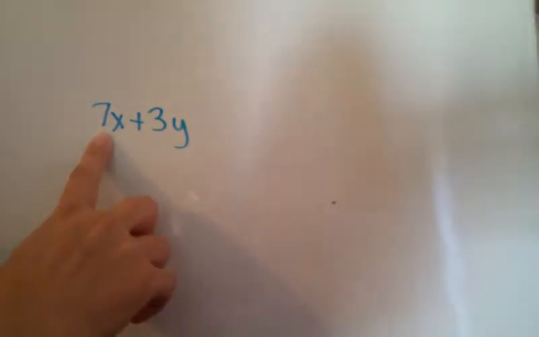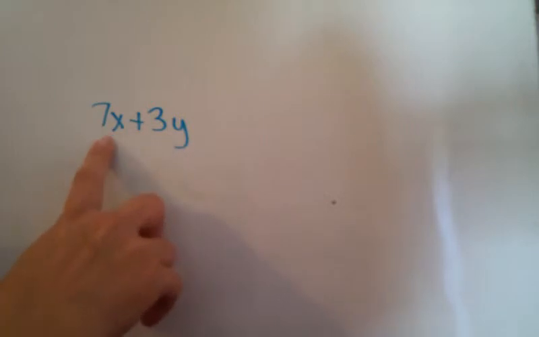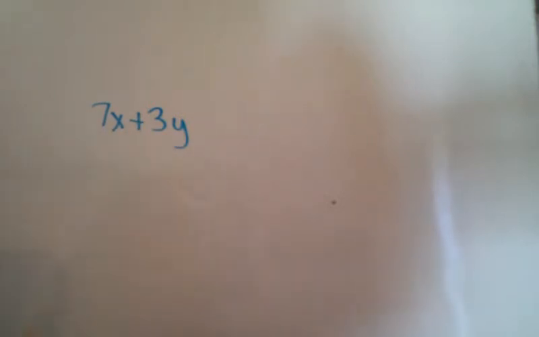So before we go on, let me clarify this. If I have 7x plus 3y, here's a term, there's a term, because there's a plus sign. 1, 2. So which one has two terms? Two terms is a binomial.